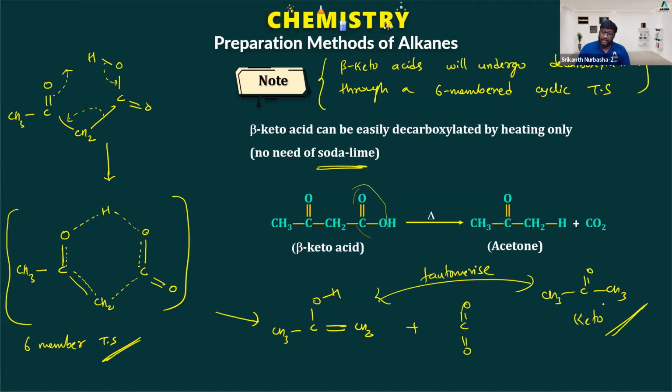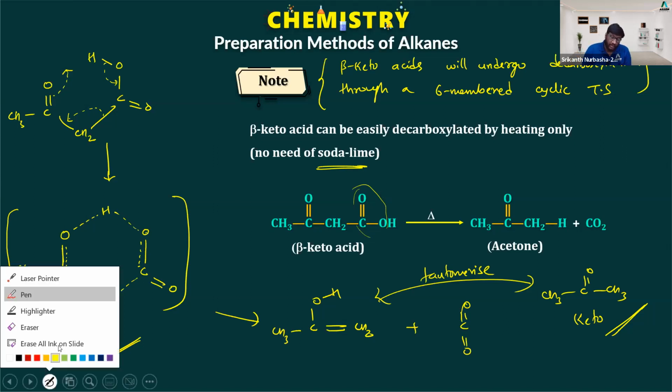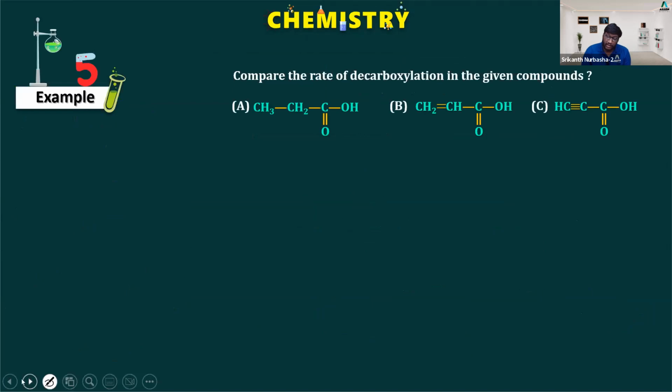CH3, C double bond O, CH3 is formed, which is nothing but acetone. So beta keto acids will simply undergo decarboxylation by heating. Why? Because they proceed through a 6-member transition state and not like a carbanion system. So let us look at the examples.